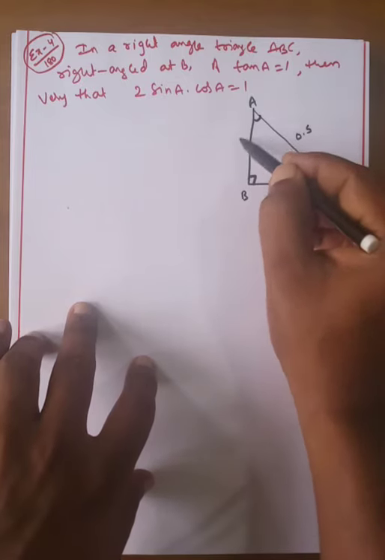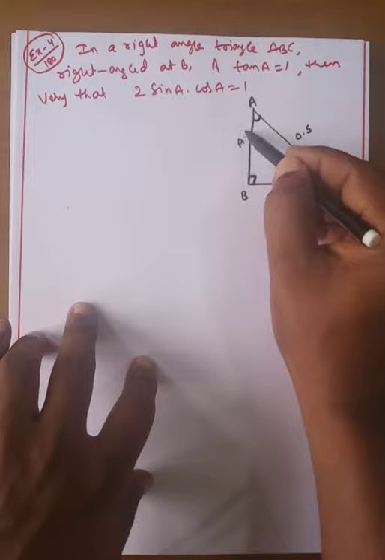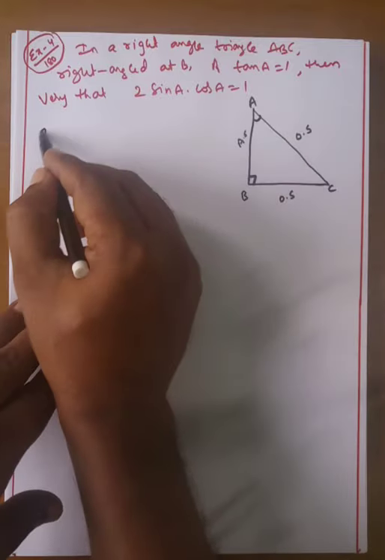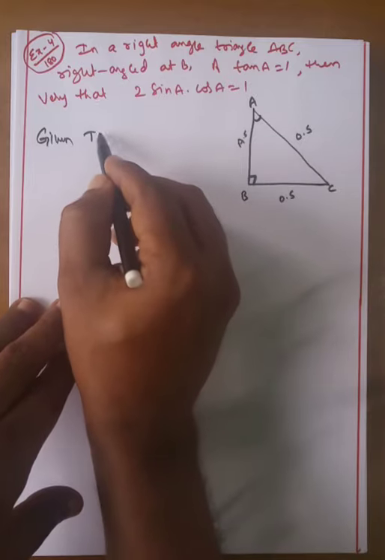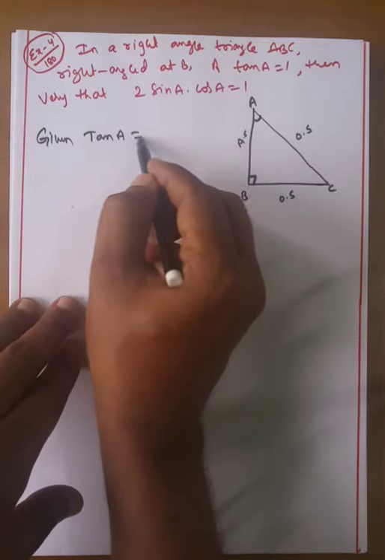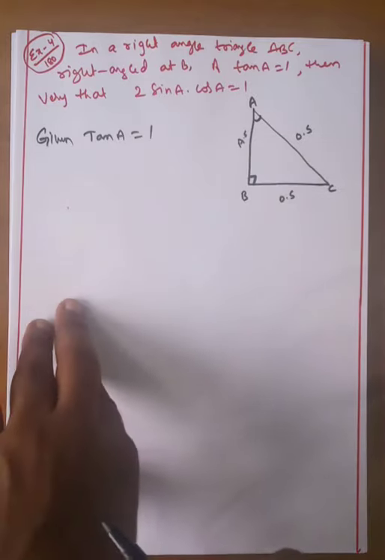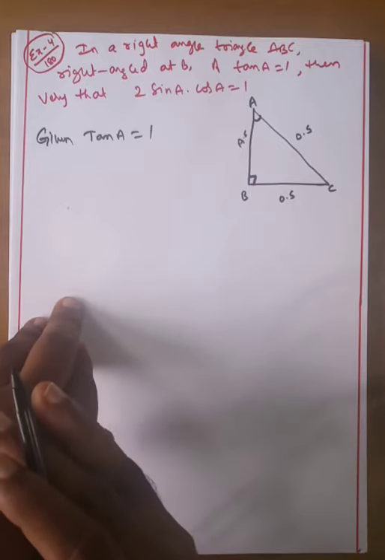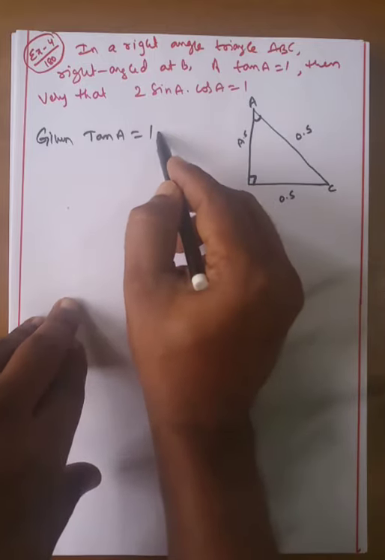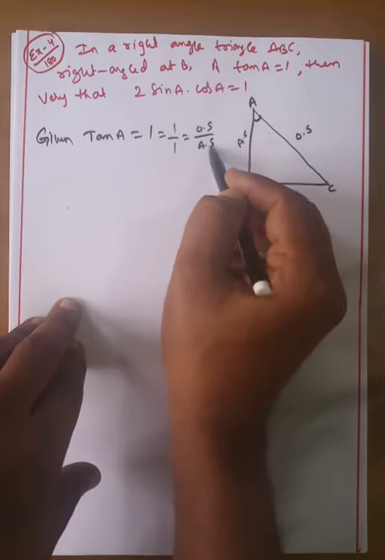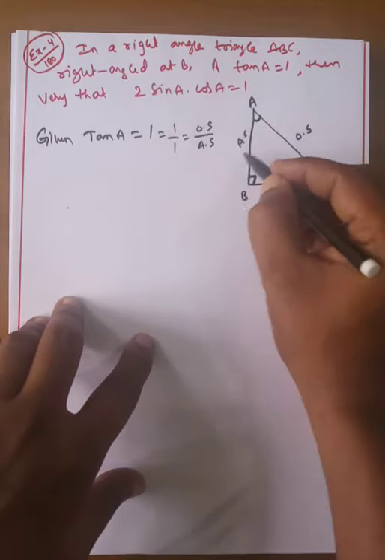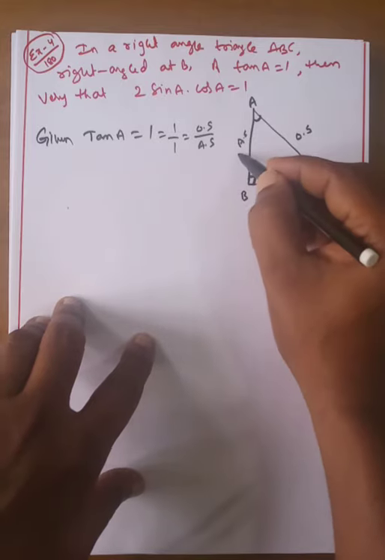This is adjacent to the angle. This is called the adjacent side. Now, what is given? The first diagram is completed. Given tan A is equal to 1. What is the meaning of tan A? Tan A equal to 1 means 1 by 1, which is opposite side by adjacent side. Okay, my dear students, opposite side is 1, adjacent side is 1.